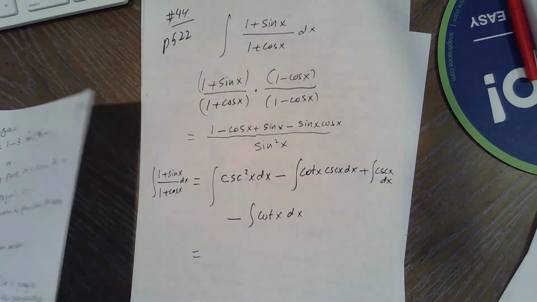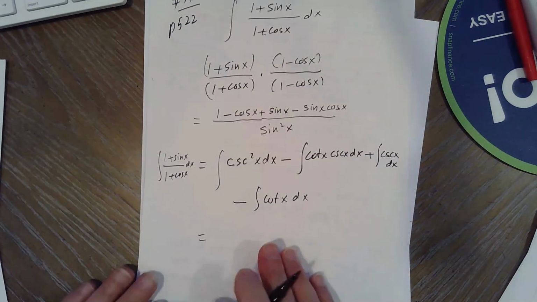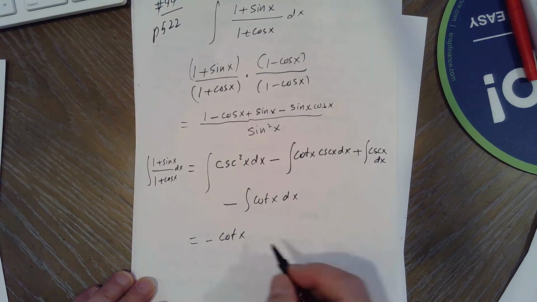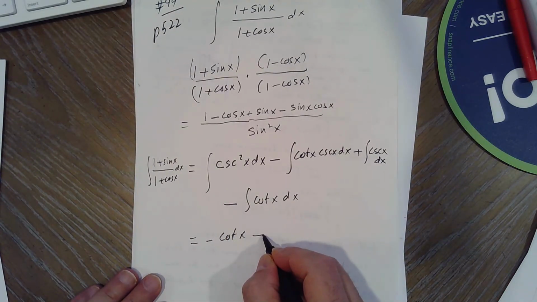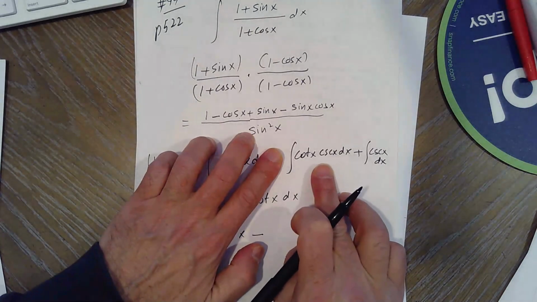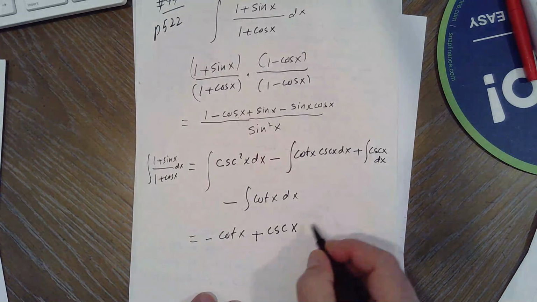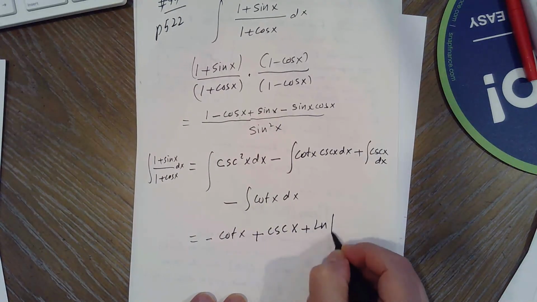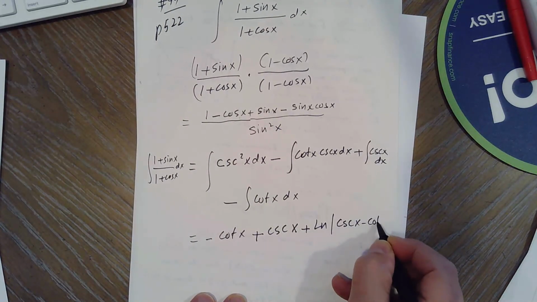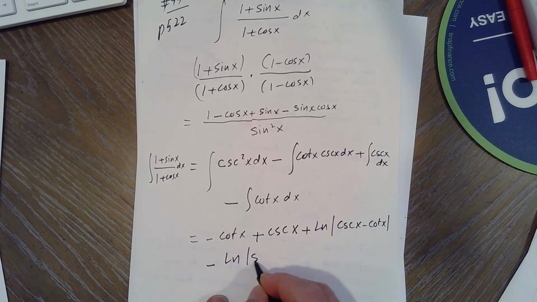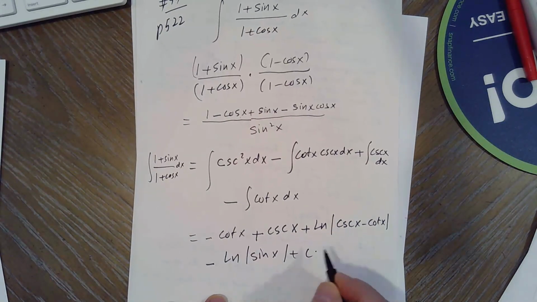So it's going to be negative cotangent x, since the integral of cosecant squared is negative cotangent, minus the integral of cotangent cosecant, which is negative cosecant, and negative times negative is cosecant x, plus the integral of cosecant, which is ln of cosecant minus cotangent, and minus ln of sine x plus c.